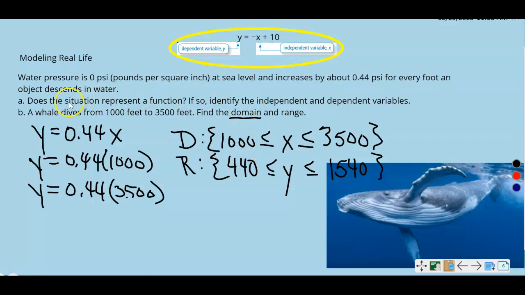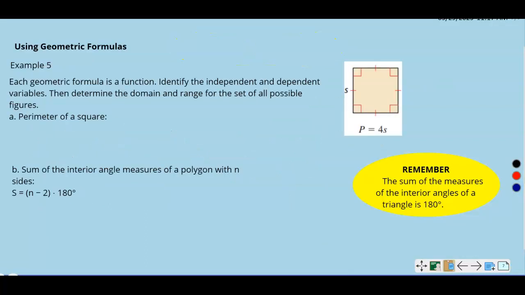So just to recap, does this represent a function? Yes, it represents a function. Your independent variable is the depth of water, how deep the water is, and your dependent variable is the water pressure. The water pressure depends on how deep the water is. So questions A and B have both been answered.